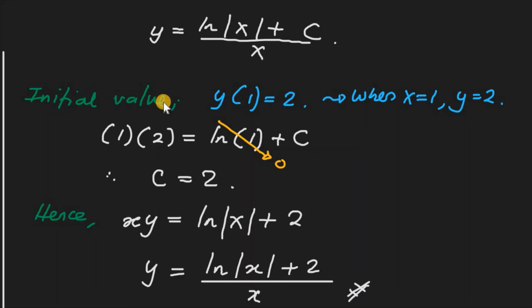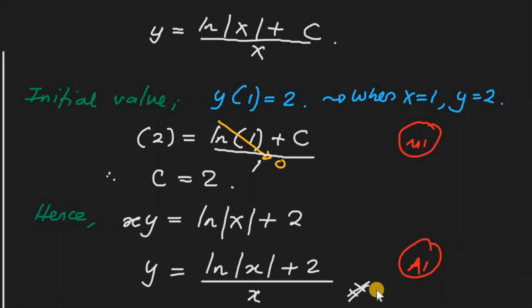Next, we are given a condition: when x is 1, y is 2. Let's substitute the values. Here the y is 2, ln 1 is 0 plus c over the x, which is 1. So this is 0 plus c over 1, and hence we solve the c. Two marks for you to substitute first and for your final answer. Alright, so we have solved our equation.